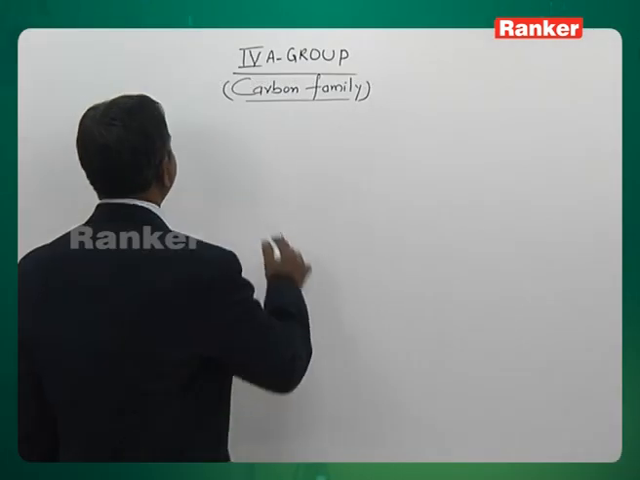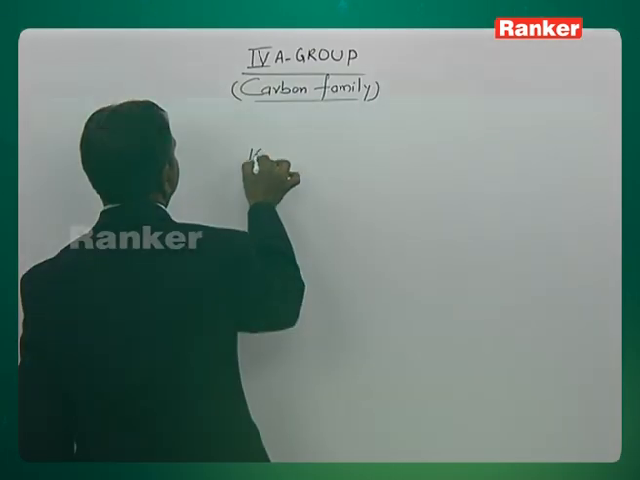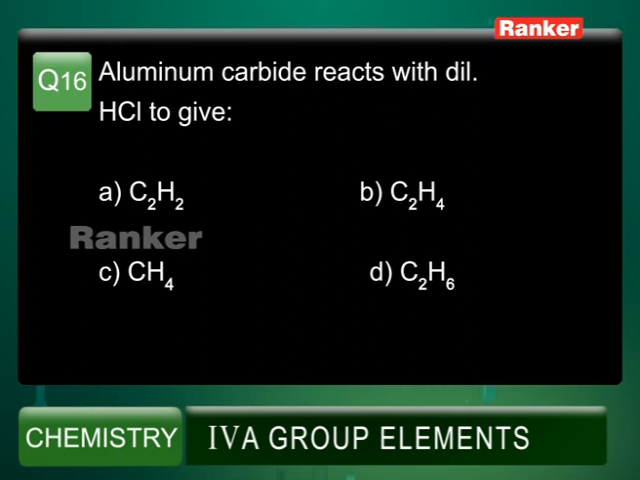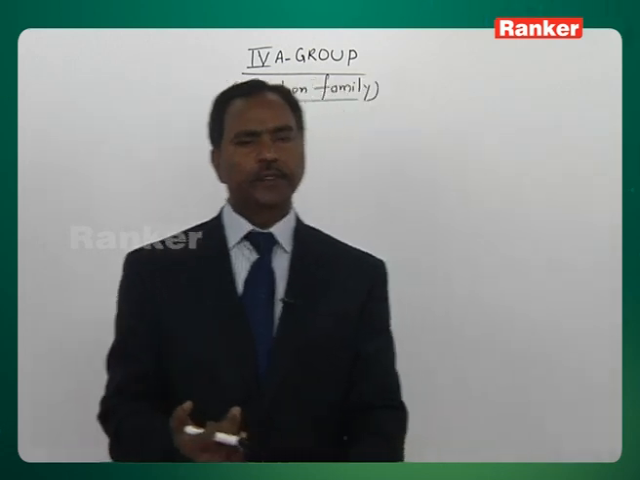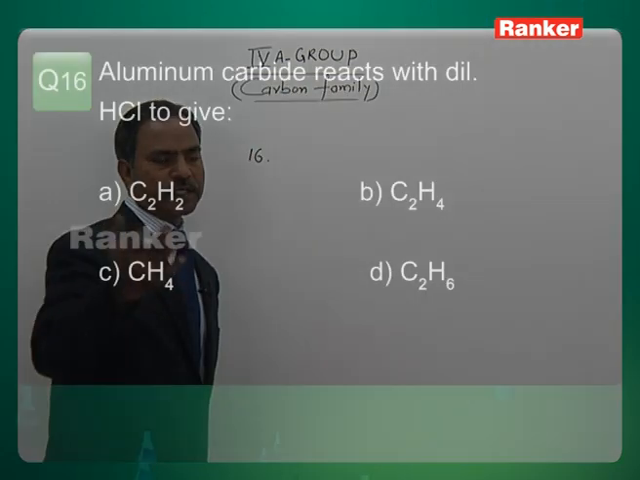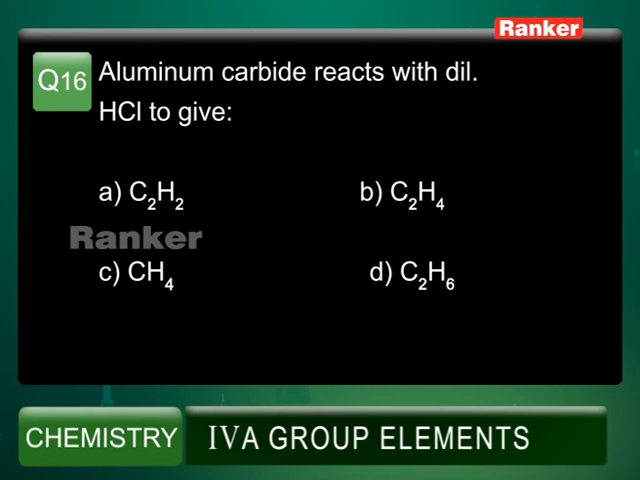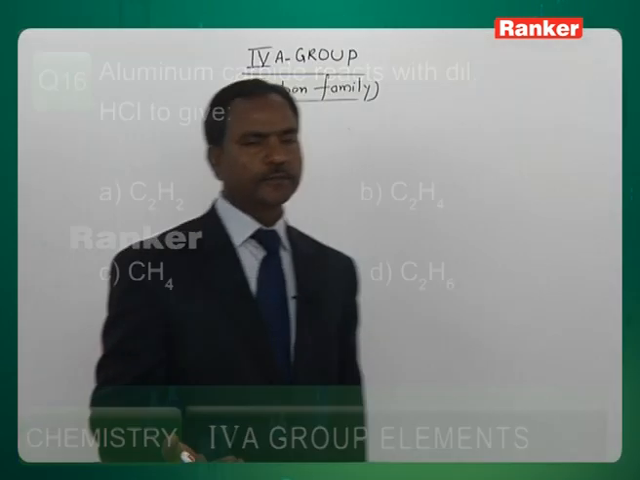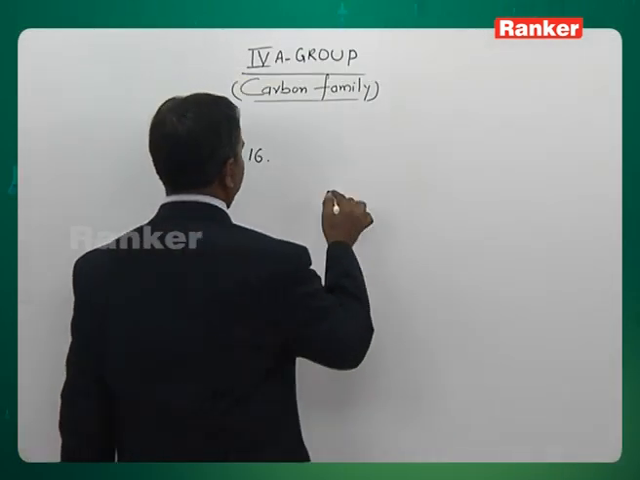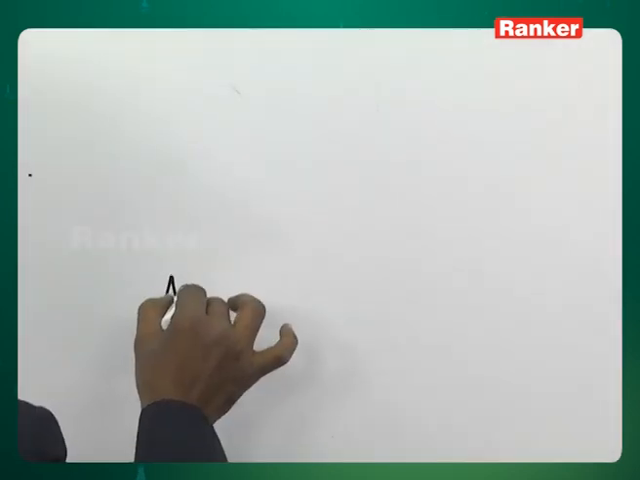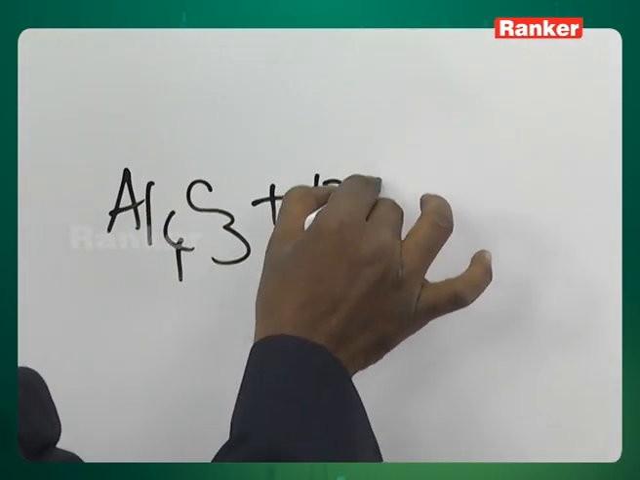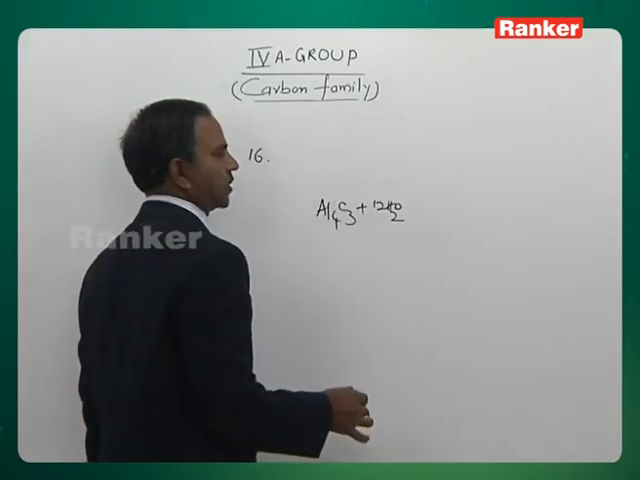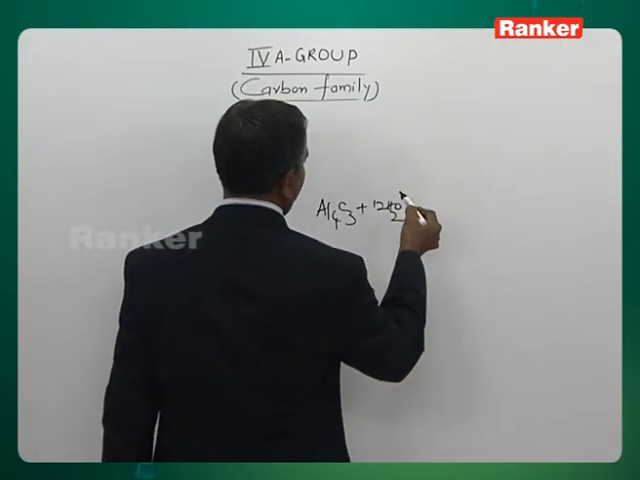Question number 16. Aluminum carbide reacts with dilute HCl to give what? Dilute HCl means there will be water, so let us say it is acid hydrolysis. The options given are acetylene, ethylene, methane and ethane. Let us see aluminum carbide, you might know the formula, Al4C3. This is acid hydrolysis.